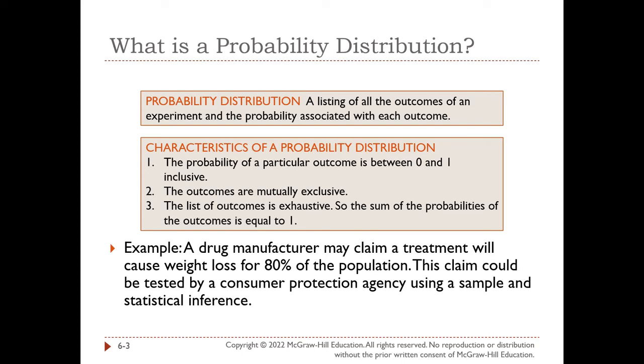So their example that they typically use is a drug manufacturer may claim a treatment will cause weight loss for 80% of the population. The claim could be tested by a consumer protection agency using a sample and statistical inference. Basically, they're going to check to make sure that 80% is accurate. Again, it's a sample population, so it could be, could not be, depending on that situation. What they're trying to do is basically seeing if they can repeat the experiment.